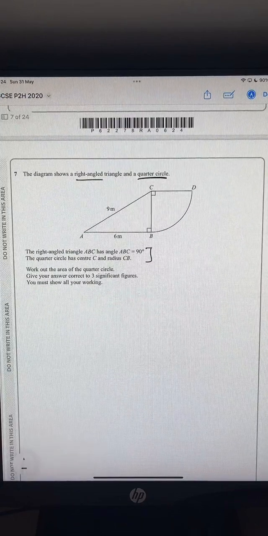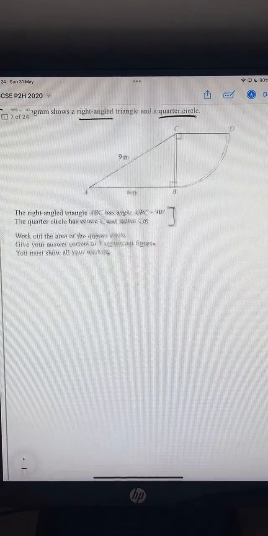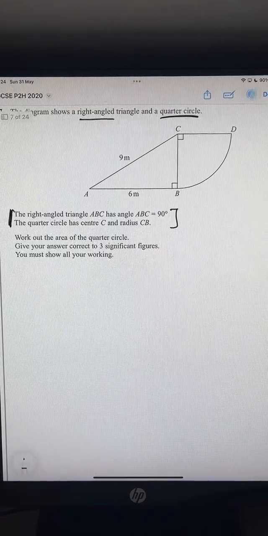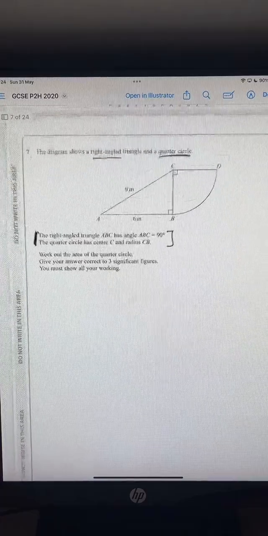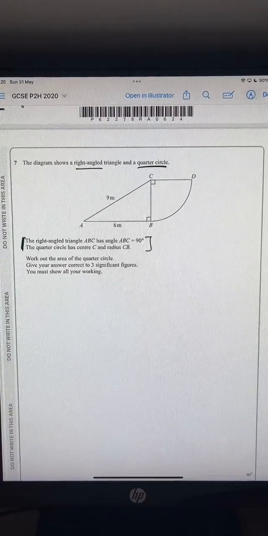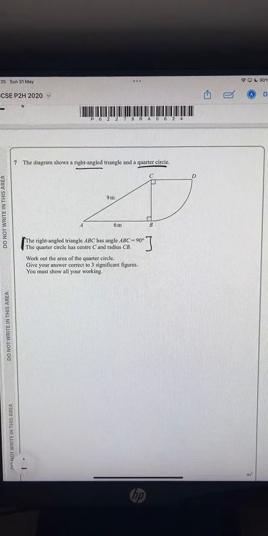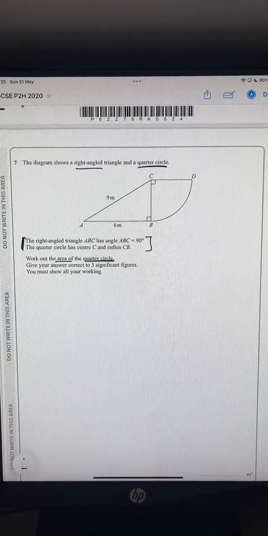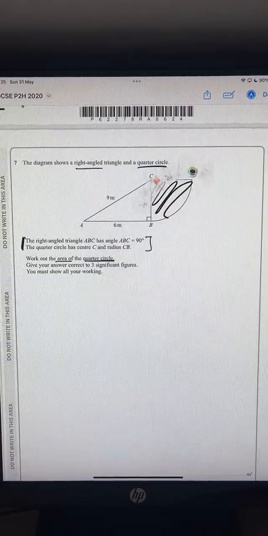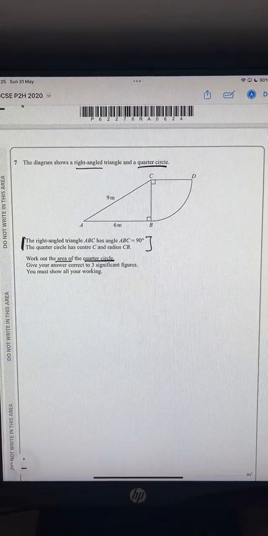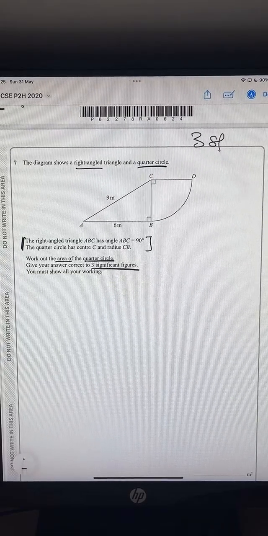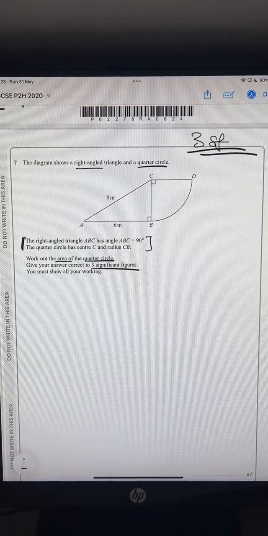Okie dokie. This is literally just nonsense information. You can ignore it. Don't bother trying to understand it too much. No worries, Praise. They're just basically saying the diagram is what the diagram looks like in real life. Work out the area of the quarter circle. So they want the area of this thing here. Give your answer to 3 significant figures. What did I say? Put it in big at the top so you know. You must show all your working.